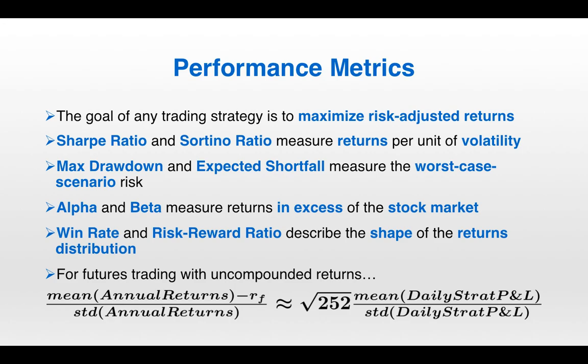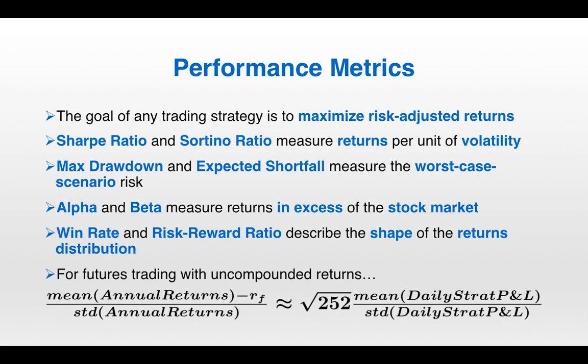And finally, we concluded with a proof that for futures trading with uncompounded returns, the mean of annual returns minus the risk-free rate divided by the standard deviation of annual returns, this being the classical Sharpe ratio formula, is equivalent to the square root of 252 times the mean of the daily strategy P&L divided by the standard deviation of the daily strategy P&L. And the point of going through this proof is that it really simplifies the backtesting process.